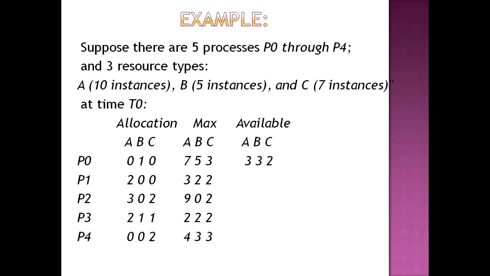What is the maximum matrix? The max matrix shows the maximum number of resources that a process can request. Like P0 can request a maximum of 7 for resource A, a maximum of 5 for resource B, and a maximum of 3 for C. Likewise for P1, P2, P3, and P4, there is the maximum matrix. Now, what is the available array? It is an array which shows the currently available resources for resource A, resource B, and resource C, which are 3, 3, and 2.